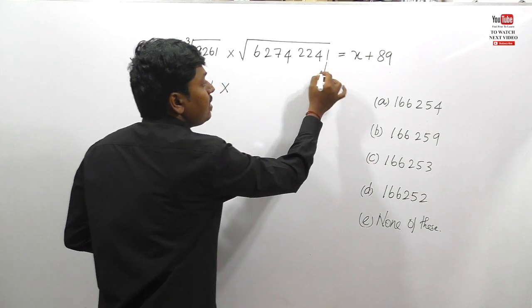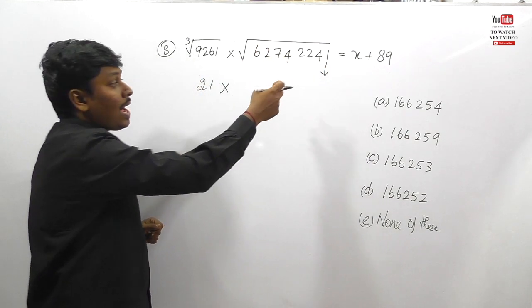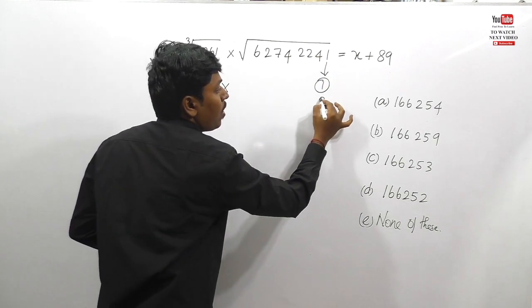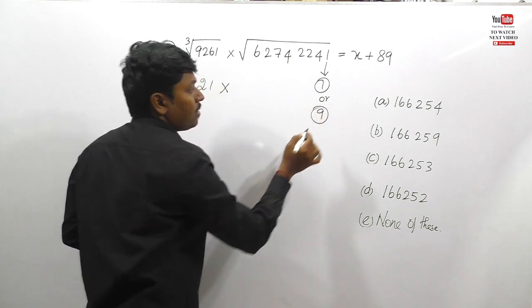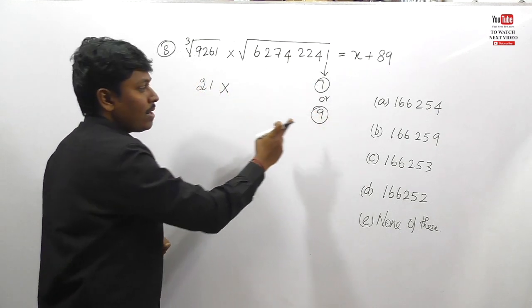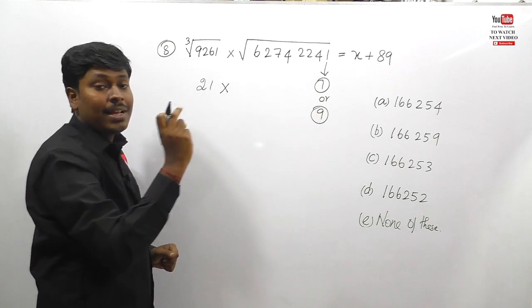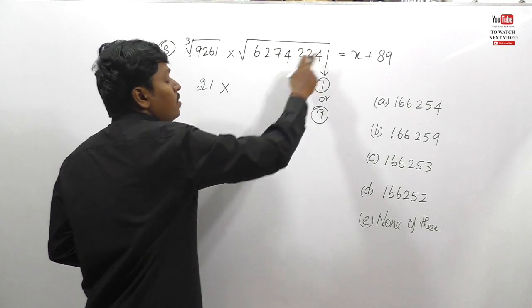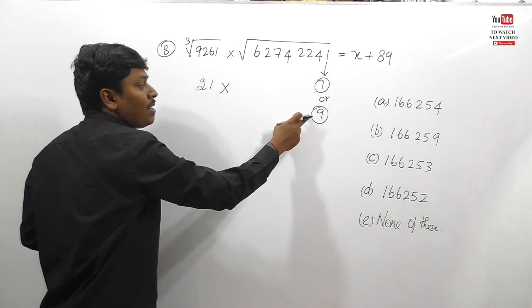So definitely, if we need to find the square root, and if the number ends in 1, either the last number should be 1 or the last number should be 9. I think everyone knows this, right? Because 1 square, the resultant last number will be 1. 9 square, that is 81, the last number of the answer is 1. So I can say that for this complete given root, the answer should either end in 1 or end in 9.